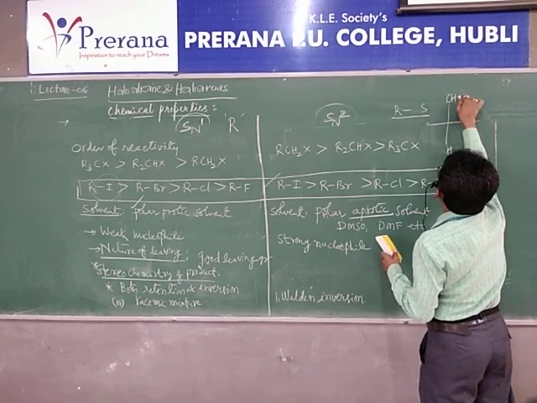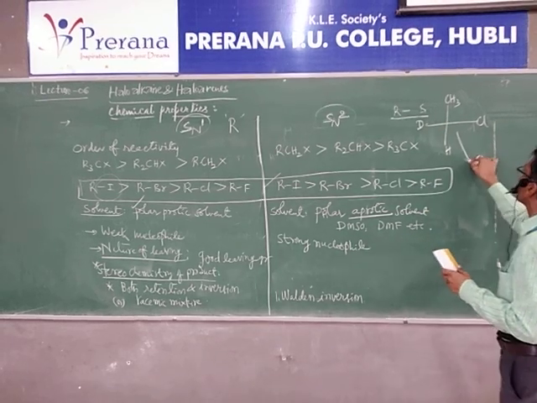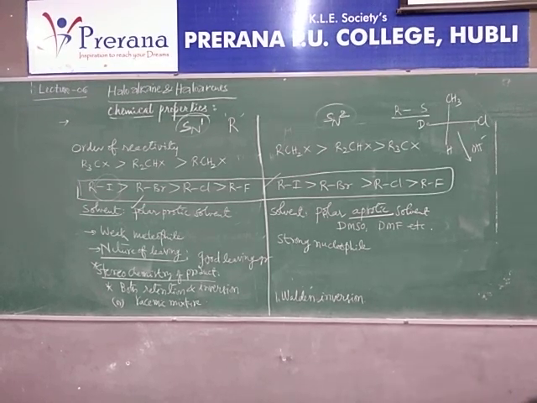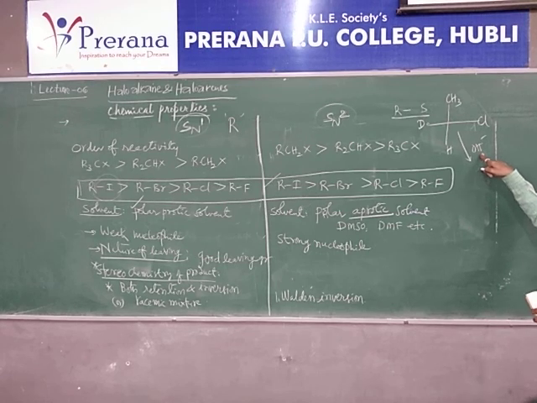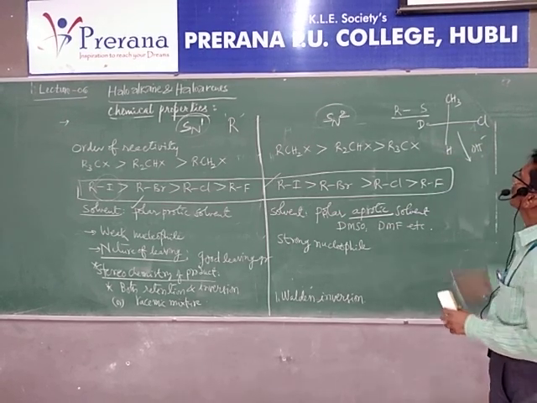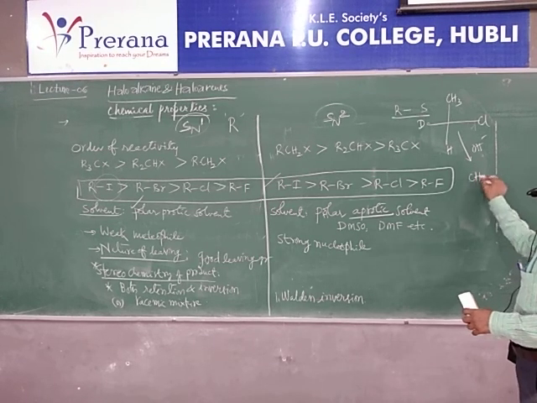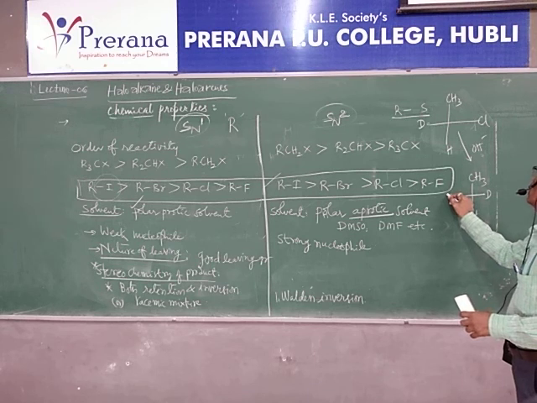Hydrogen, methyl group, deuterium, chlorine. This is subjected to the SN2 mechanism with the help of a nucleophile, OH minus. Then, at the backside, what happened? Yes, CH3, H, this is D, this is OH.